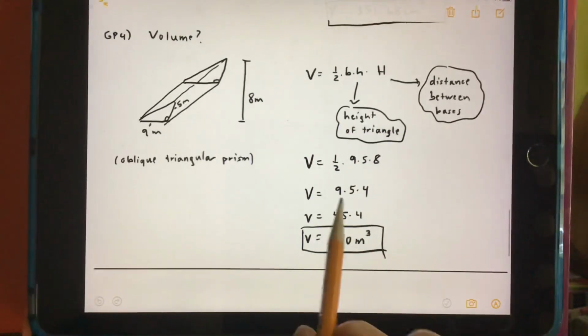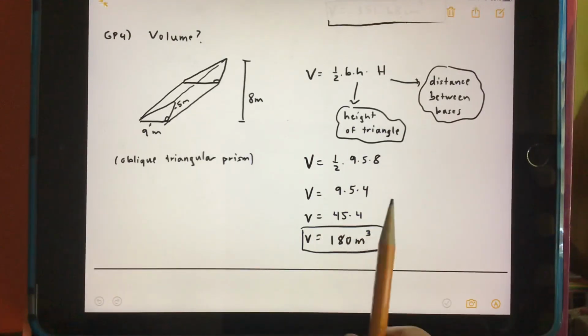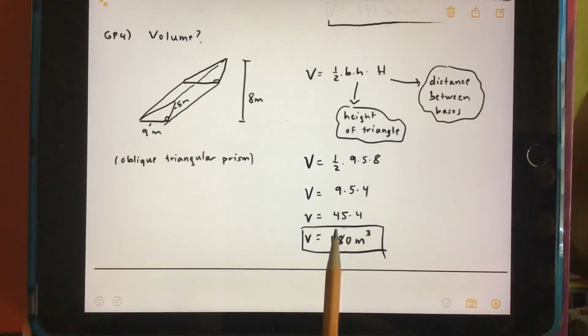And then we will simplify that. 1/2 times 8 is 4. 9 times 5 times 4 simplifies to 9 times 5 is 45. 45 times 4 is 180. So 180 meters cubed will be the volume of this oblique triangular prism.